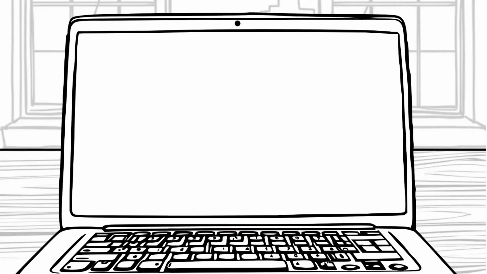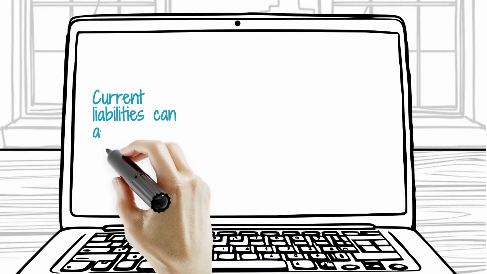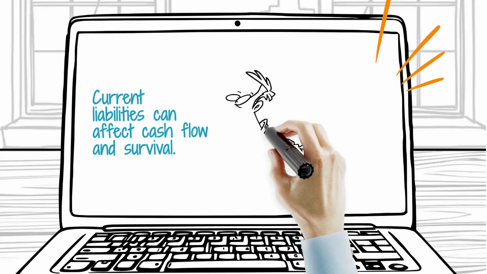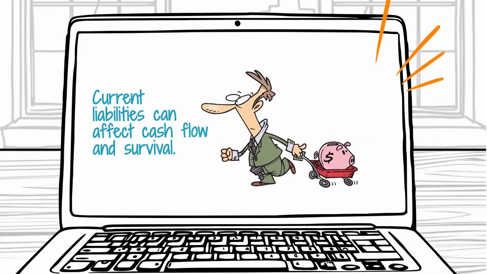A company can look profitable on paper, but if it cannot cover its current liabilities, it may struggle to stay afloat. Next are long-term liabilities. These are debts or obligations that are due after 1 year.